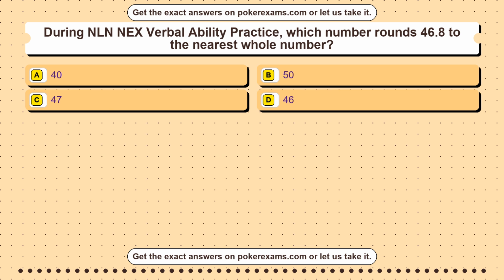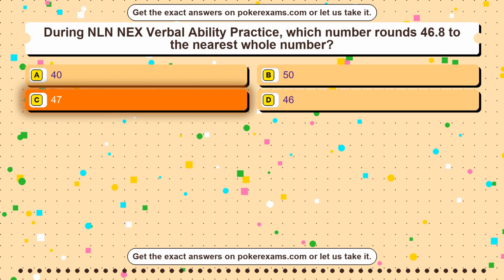Question 31. During get statistics practice, which phrase best describes supply and demand? Option A. How cells divide. Option B. How sentences combine. Option C. How price and quantity interact. Option D. How planets orbit. The correct answer is option C.